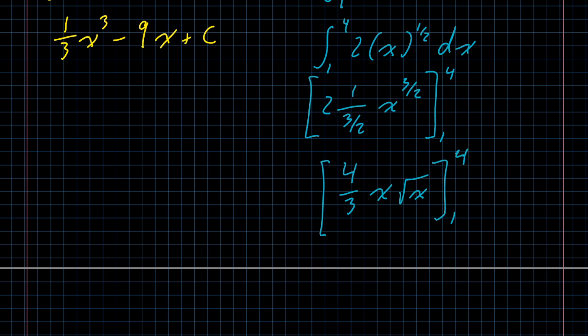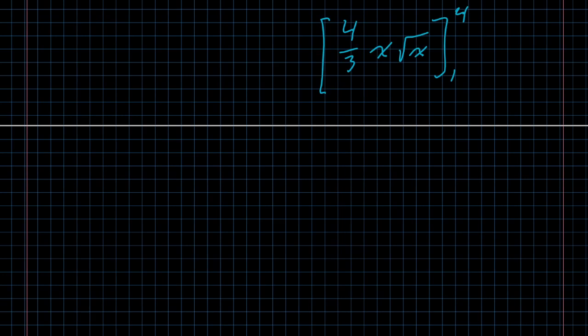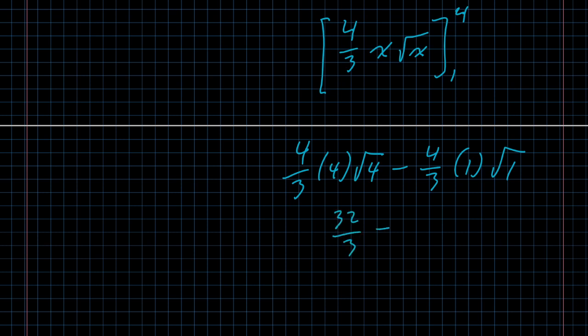And I wanted to do it that way because I know that the square root of 4 is 2, and the square root of 1 is 1. So we've got 4 times 4, which is 16, times 2, which is 32. And we've got 4 times 1, which is 4. And all told, my value there is 28 over 3.